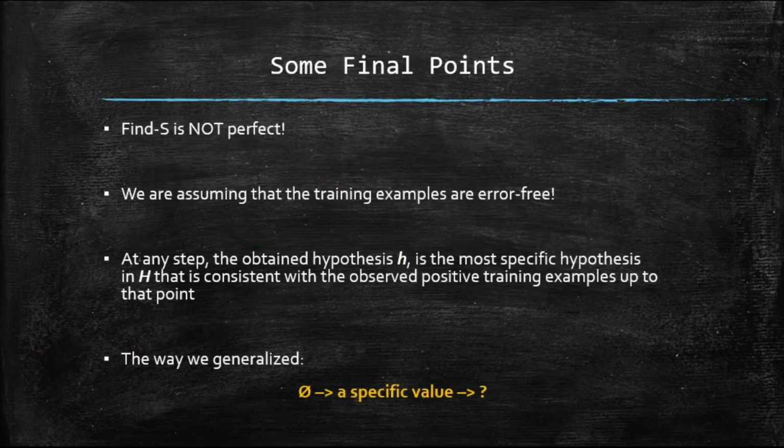Right, some final remarks. Number one, the Find-S algorithm is not perfect. In the next video we will cover some of the issues with this algorithm, but not for now. And then remember that we are assuming that our training examples are error-free. Just think about that. If there is a negative example in our training set and it has been labeled as negative, right? And then we would change our hypothesis based on that example.